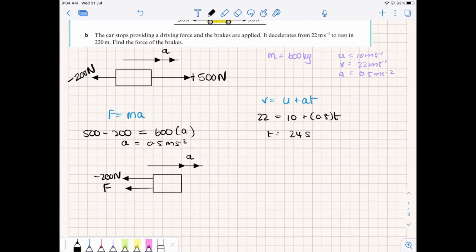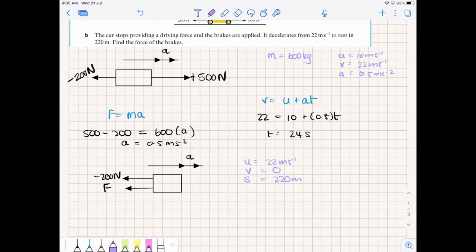Right, and again, we're just going to take the information that we know. We know the initial velocity is 22 meters per second. We want the vehicle to come to rest, so its final velocity is going to be 0. And we know the displacement, this happened over 220 meters. Now, when I see 3 bits of information, that makes me smile, because that tells me I don't have a simultaneous equation. I just need to remember which equation to use.